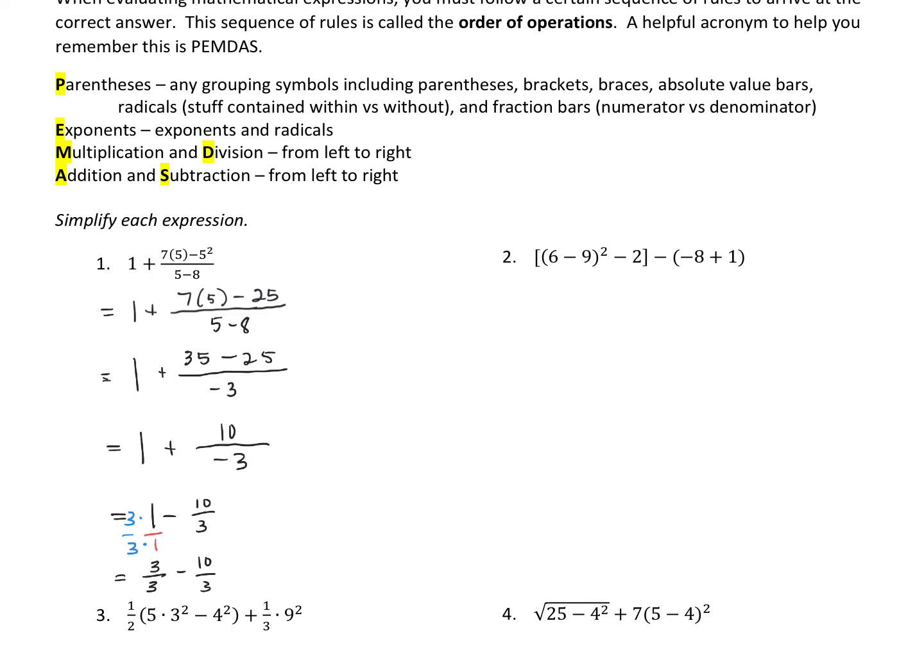And now you would simply subtract since you have a common denominator. So you subtract the tops. 3 minus 10 would give you a negative 7, and you keep the denominator the same. So negative 7/3 would be your simplified expression.